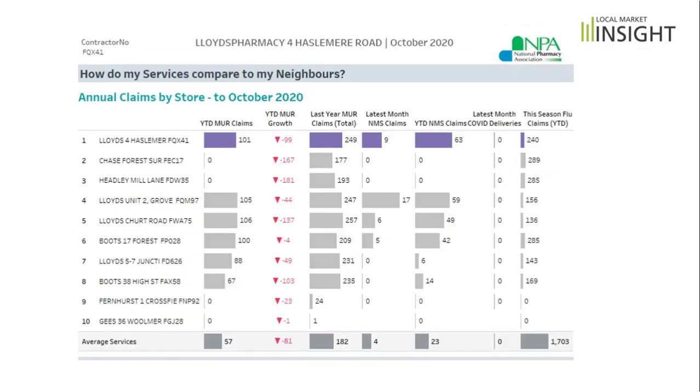Page 4. Services. Here we compare our national services performance against our competition. Are we losing out on valuable services? Am I getting my fair share of flu? And am I claiming my entitlement for the COVID delivery service?